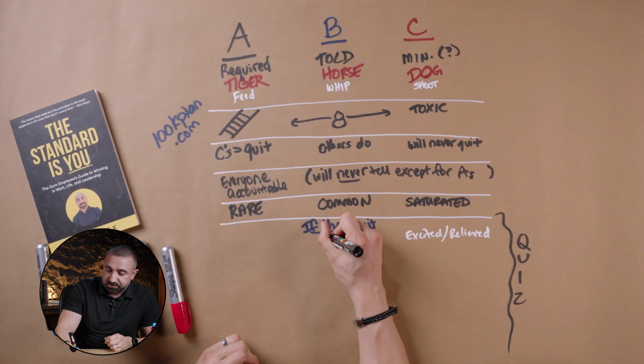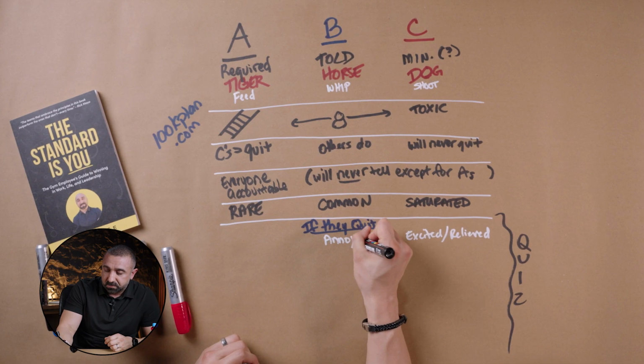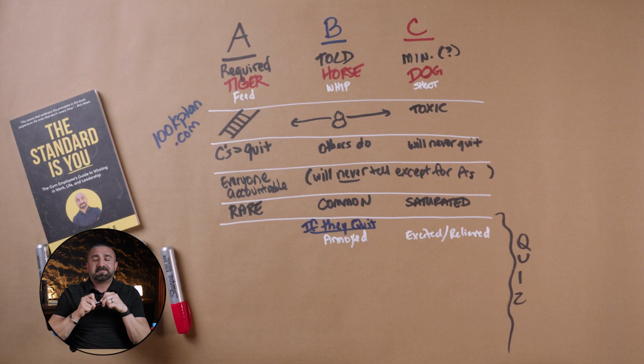Now, B's, if they quit, you'd be annoyed. You'd be like, man, they could have done better, man. I don't know why they quit. Like, they were actually pretty good. If they just did this or if they just did that, it's like, I don't know why they couldn't just figure it out, right? That would be a B. You're not like, oh, I'm so glad. You're more like, oh, that's frustrating. We poured a lot into them. I feel like they could have done really well, okay?